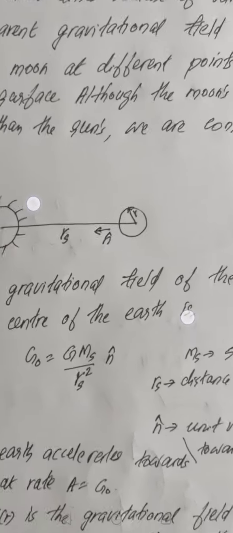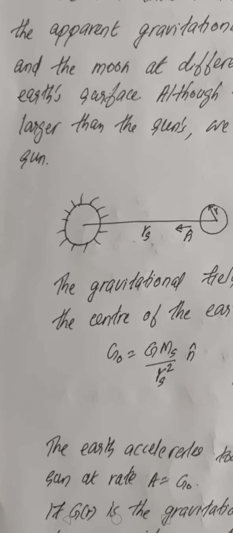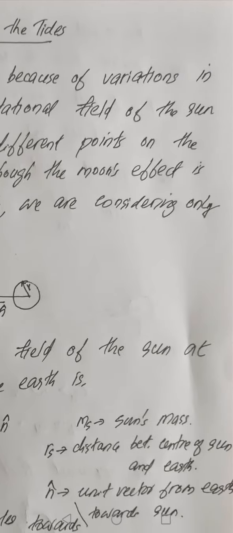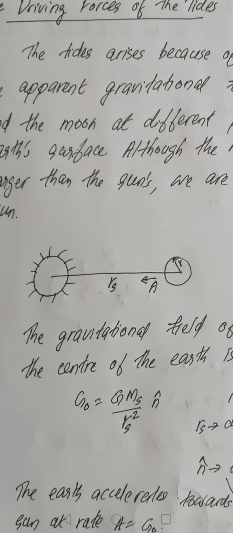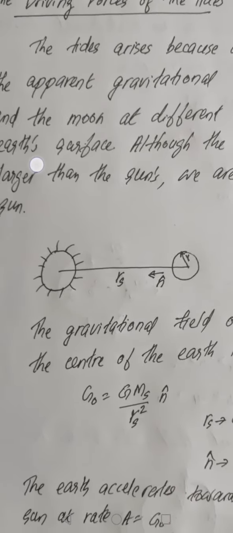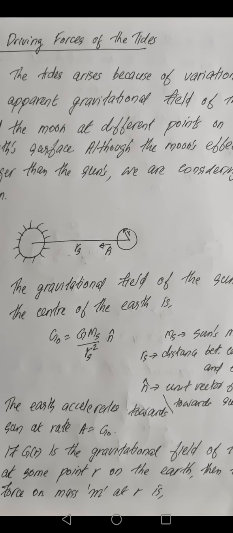So in this figure, this one is the Sun and this is Earth. Rs, the small rs, is the distance between the centers of Sun and Earth. And n cap is a unit vector that is directed from Earth to Sun. That is a unit vector, right? That is our figure. So what we are going to do is calculate the gravitational field of Sun at the center of Earth.